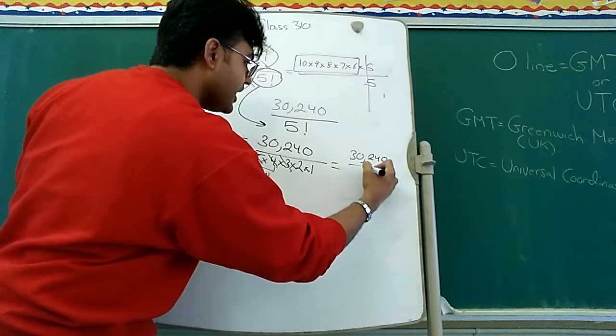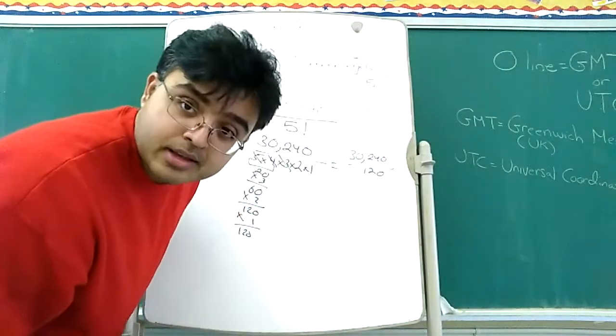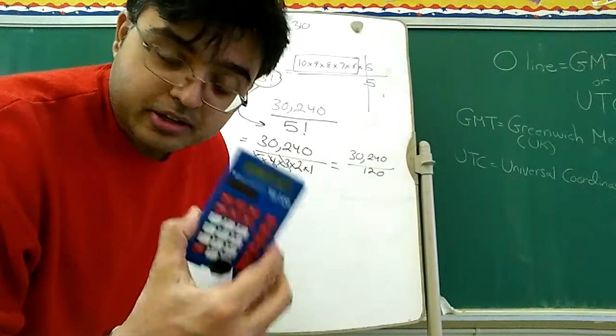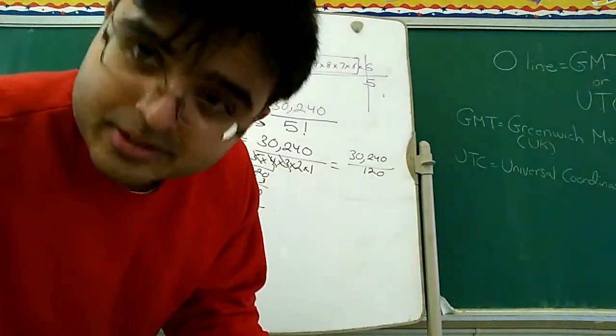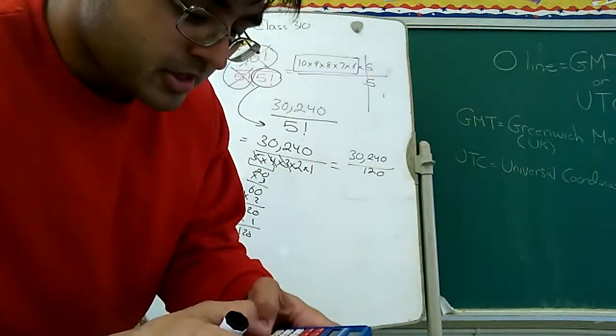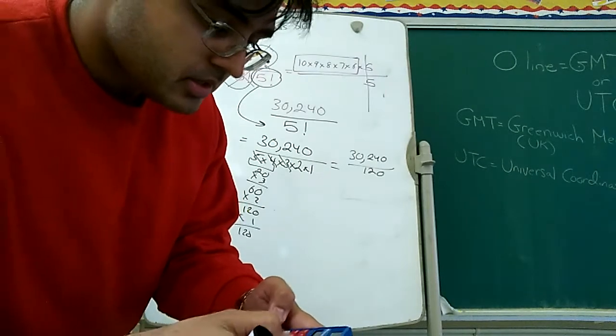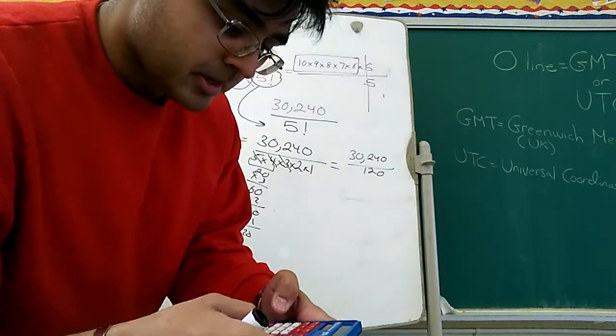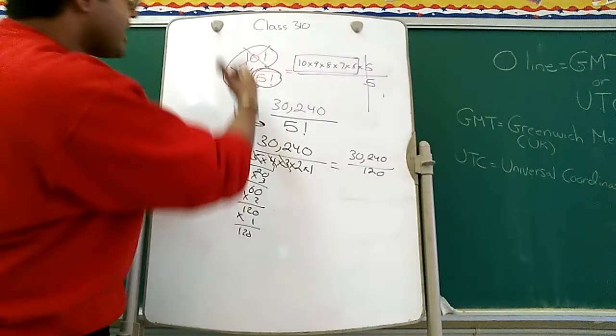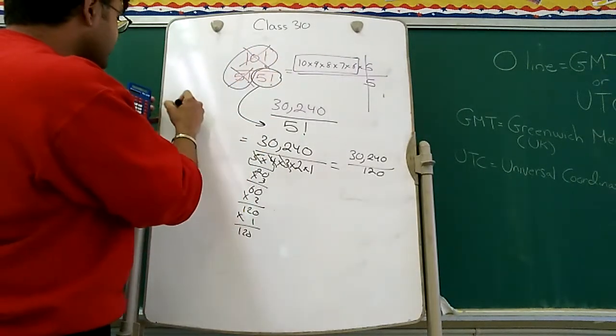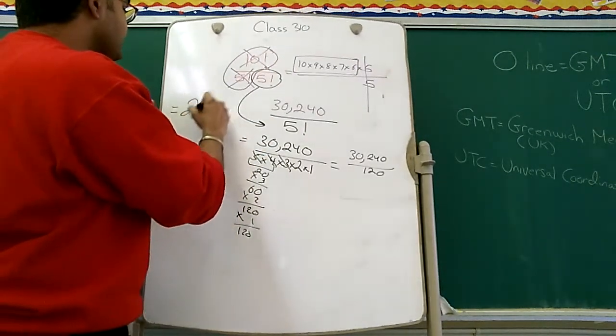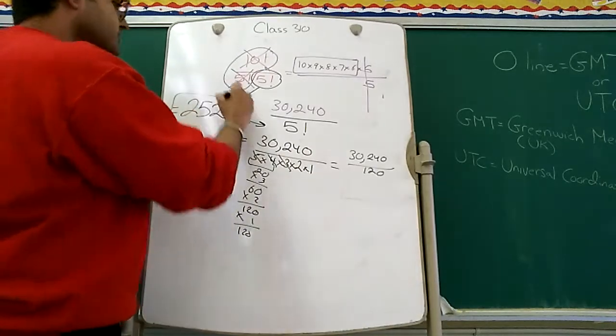So, 30,240 divided by 120. And this, yes, the kids can use a calculator. They can do it the long way, but why? Let's do the short way. So let's see. 30,240 divided by 120. And the final answer is, after all of this, the final answer, 252.